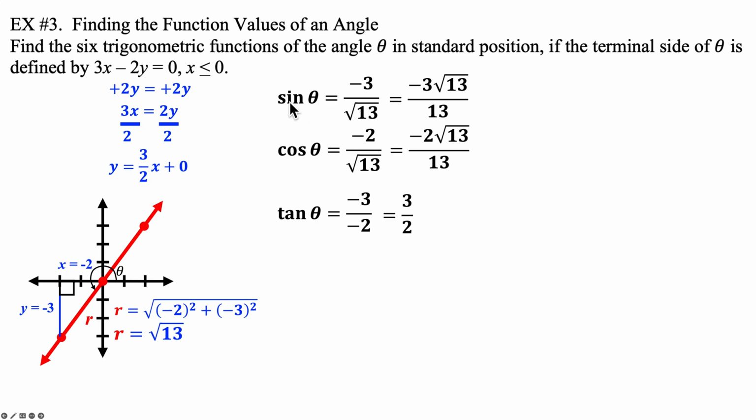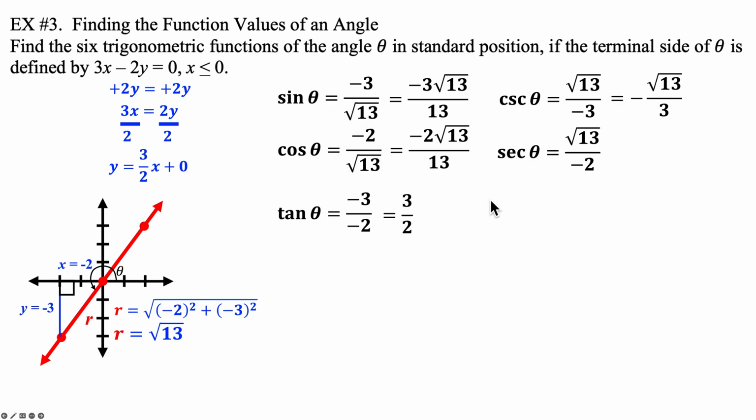Okay, reciprocal time. Cosecant, flip this fraction. Square root of 13 over negative 3, and again, same thing with the negative, put it wherever you want. Cotangent, flip the original, square root of 13 over negative 2, put the sign where you like it. Tangent, flip the positive 3 halves to get 2/3.